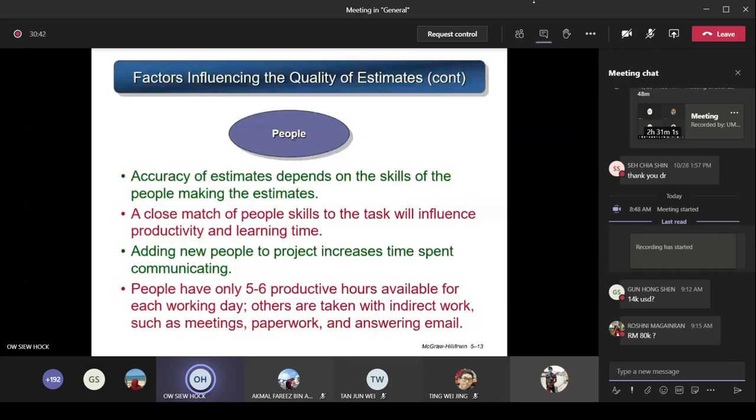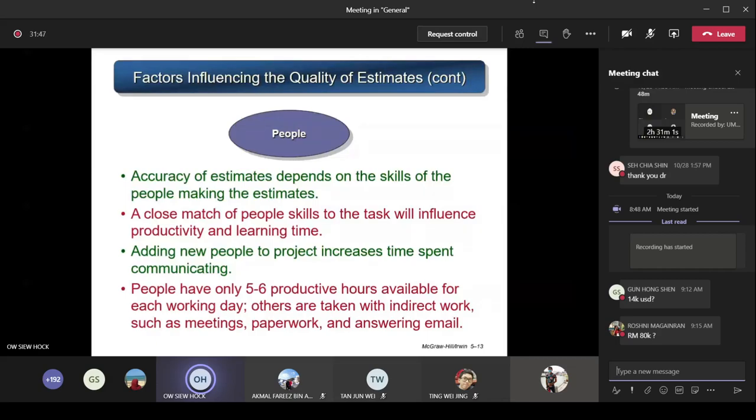A close match of people skills to the task will influence productivity and learning time. Similarly, the person who is going to carry out the work packages, all the tasks inside the project, also affects the estimate, because of how much time you have to allocate for the person to complete the task. Say you have programming and the programmer is very experienced; the programmer can think, okay, one day I finish programming one of the modules. But if you assign the programming task to someone very new, a fresh graduate, not sure about certain programming languages that he needs to learn, the person will need some learning time first before completing the task. So the very skillful and experienced programmer needs just one day. But if you assign the task to another person who is new to this programming language and still learning, then the person will probably take 10 days. So for the inexperienced person, you have to assign a longer time.